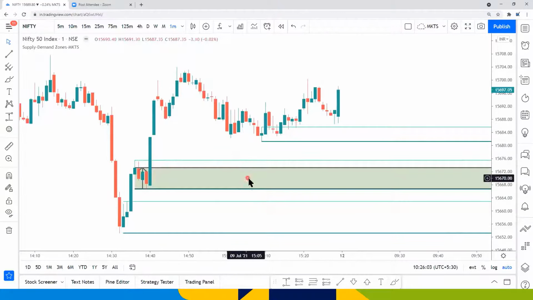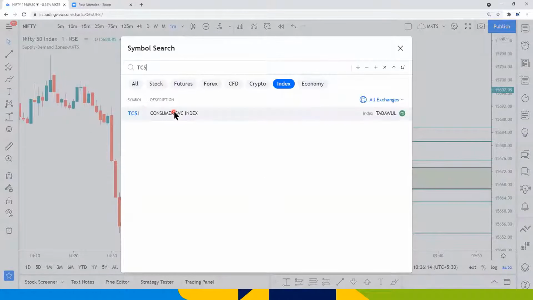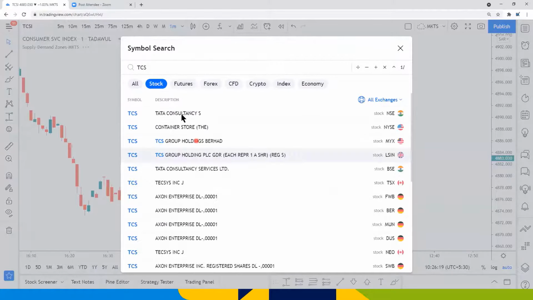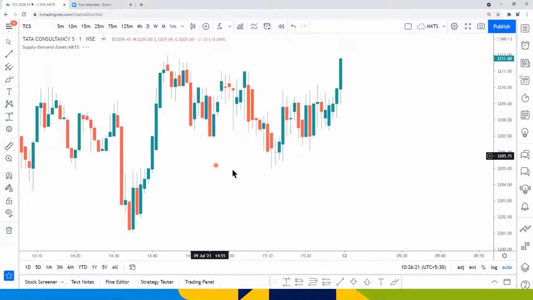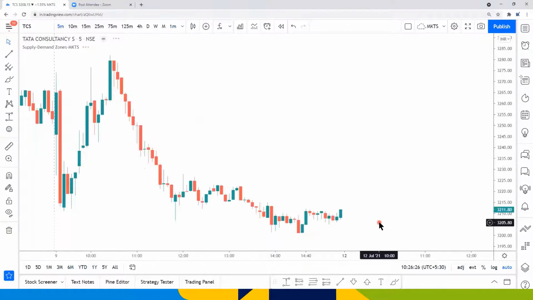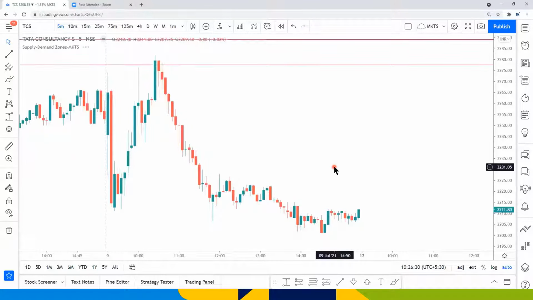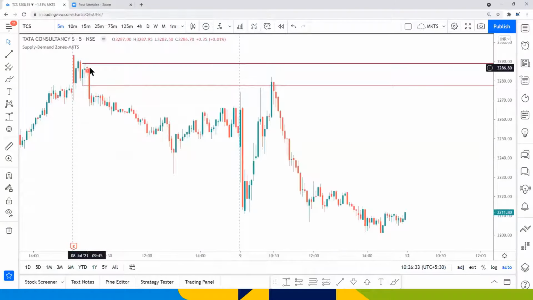As far as the indicator goes, I've explained how to use it. On whatever chart you are watching, it will plot the zones. Let's open a different chart. Sorry, this is not the TCS that I was looking for. Here. Any time frame which you shift to, say 5 minutes, it will plot whatever is there on a 5-minute chart. Here there was a zone plotted on 5 minutes, which worked really well.